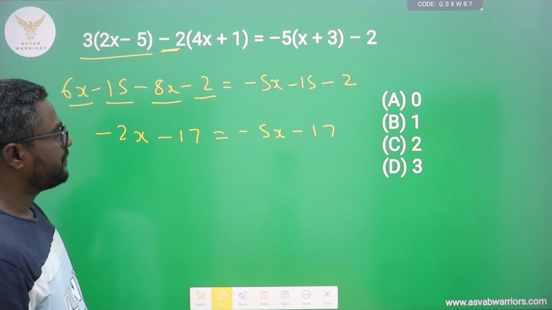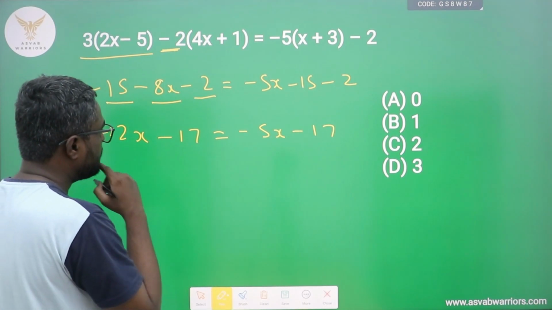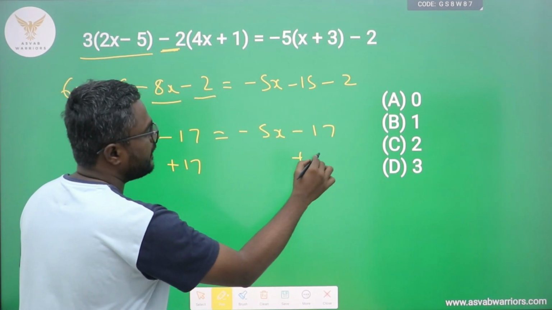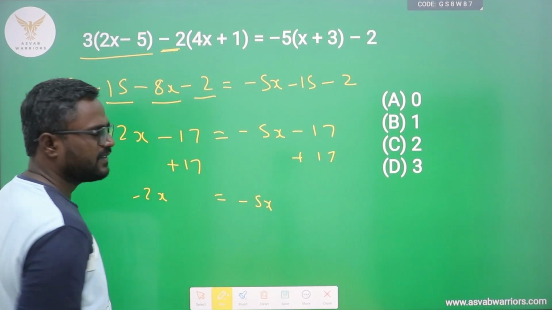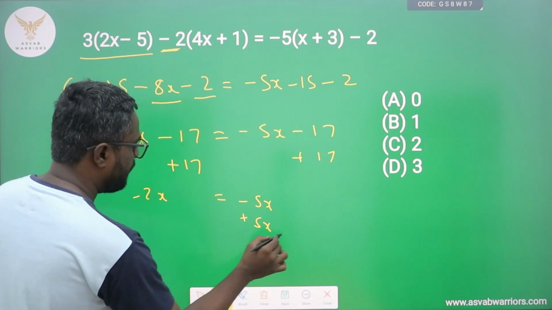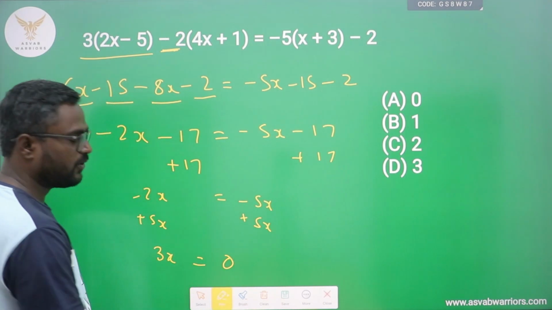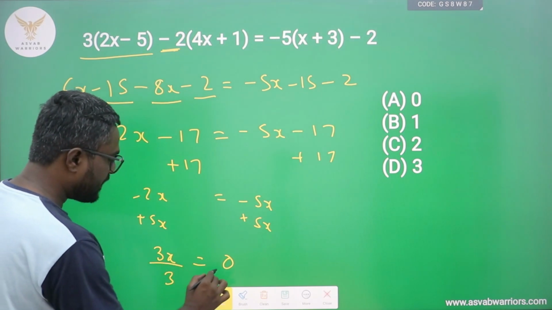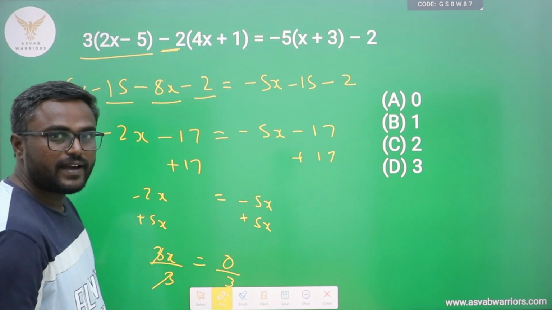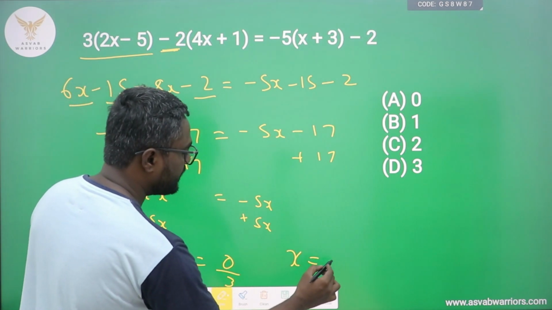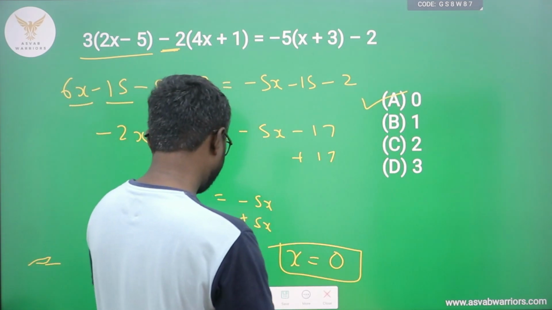Now here what do I see? Basically what I am able to see over here is negative 17 on both the ends. So first thing that I will do is add 17. What do I get? Negative 2x equals to negative 5x. So now let me add 5x to both the sides. So what do I get? 3x equals to 0. Now if I divide both the sides by 3, what do I get? 3 cancels, 0 by 3 is nothing but 0 only. Therefore x is nothing but 0. So option A is correct.